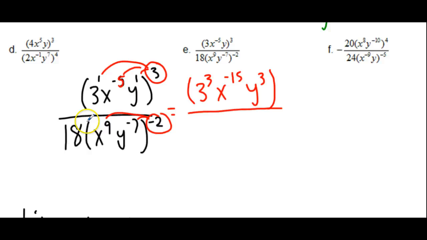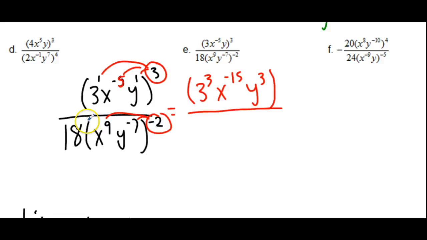x to the 9 times negative 2 is negative 18. And then y to the negative 7 times negative 2 is positive 14. Alright, so we got to simplify this more because there's still more to do. It's not finished yet.